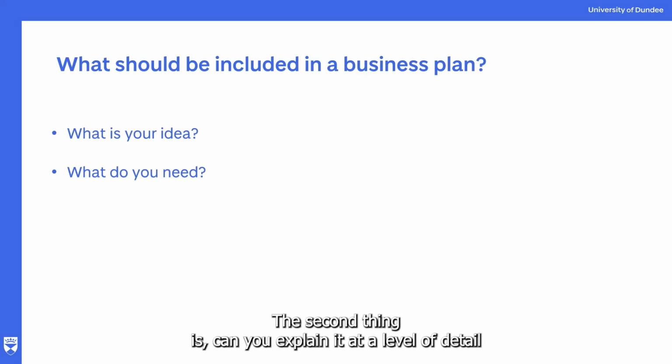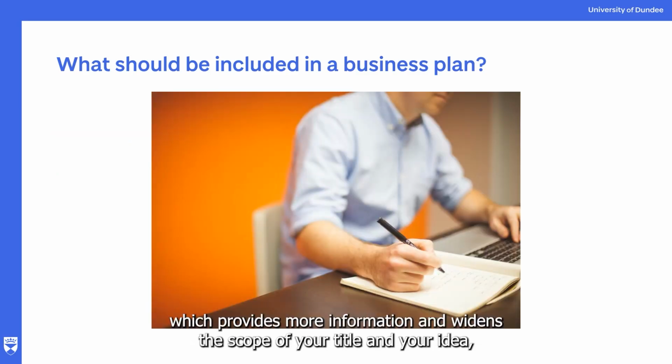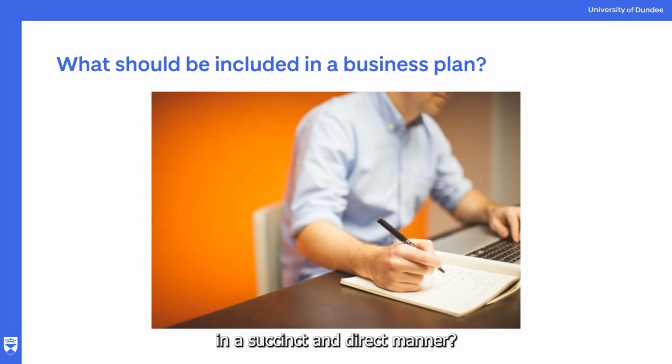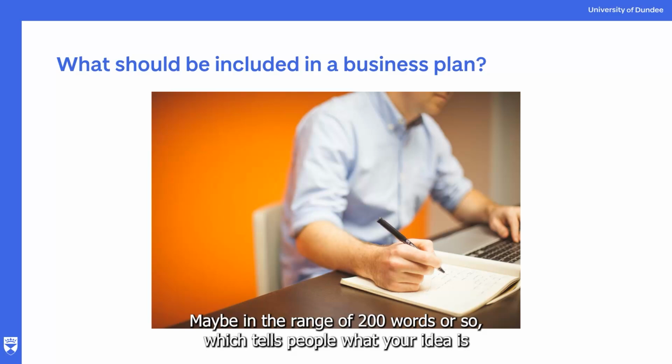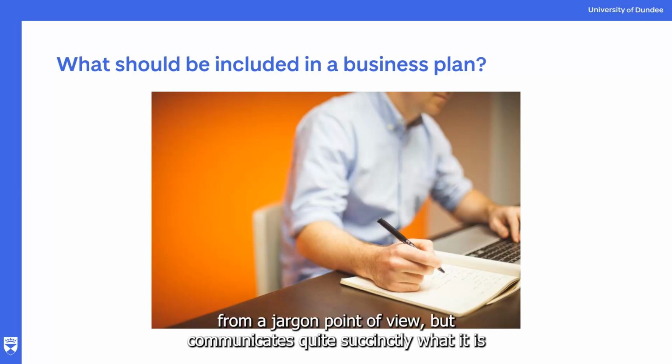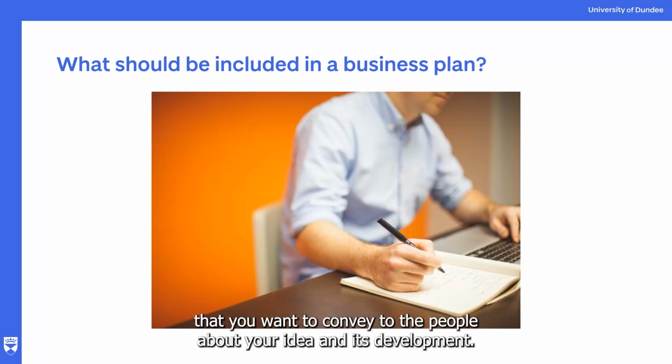The second thing is, can you explain it at a level of detail which provides more information and widens the scope of your title and your idea, but still keeps your key messages and the key things that you want people to be interested in a succinct and direct manner? So how can you create more of an idea, maybe in the range of 200 words or so, which tells people what your idea is and why it's a good one, and it doesn't go into lots of detail from a jargon point of view, but communicates quite succinctly what it is that you want to convey to the people about your idea and its development.